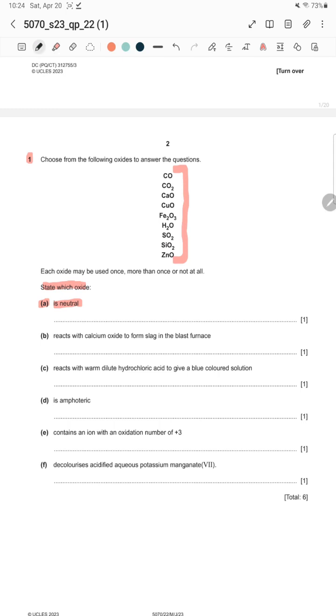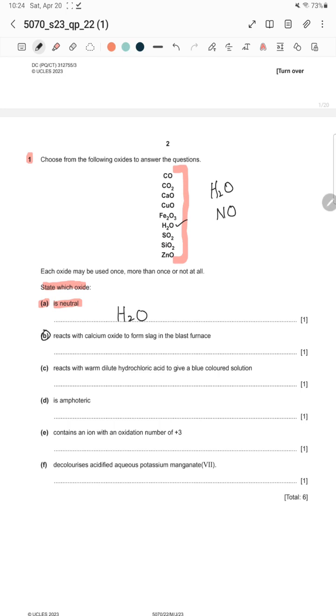Talking about the neutral oxide, water is a neutral oxide, and we have NO that also acts as a neutral oxide. So water, H2O, in this case will act as a neutral oxide. It is neither acidic nor basic, and the correct answer will be H2O.